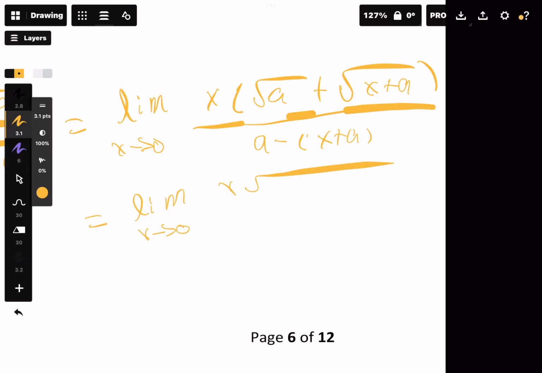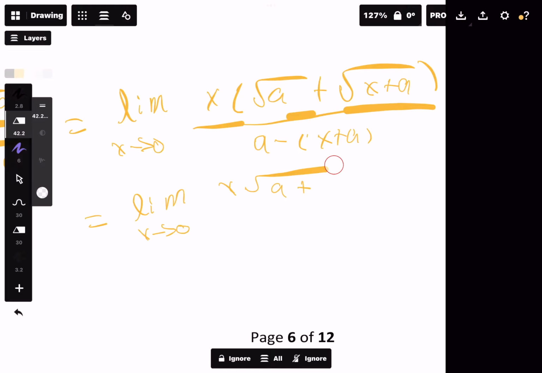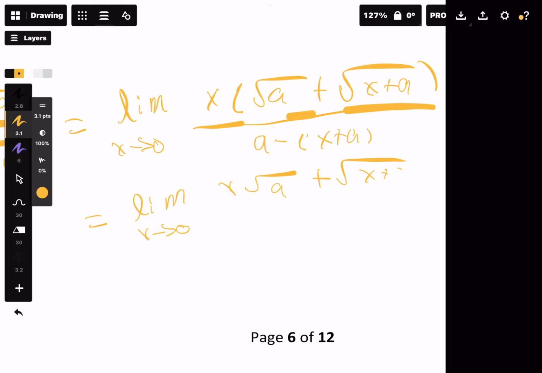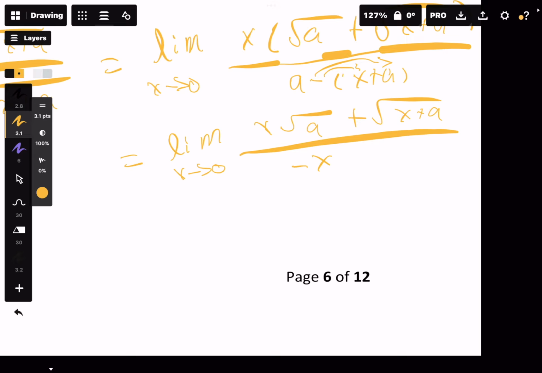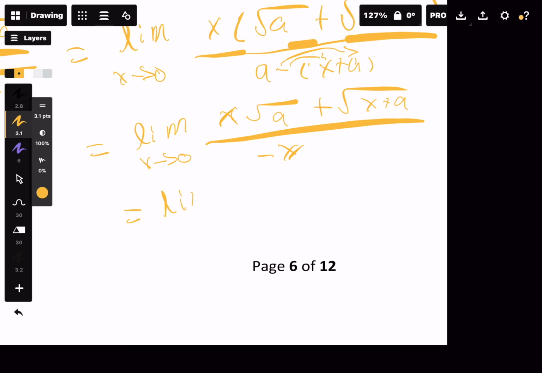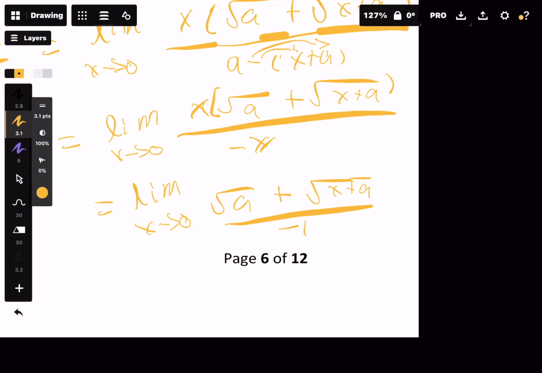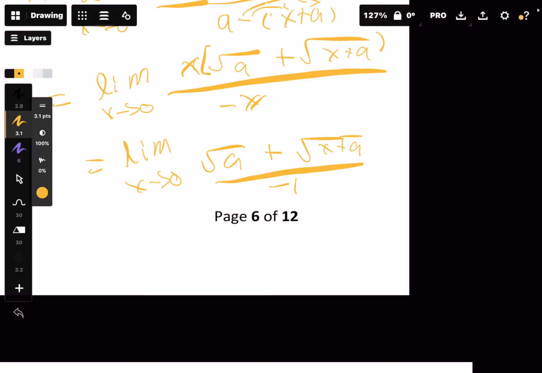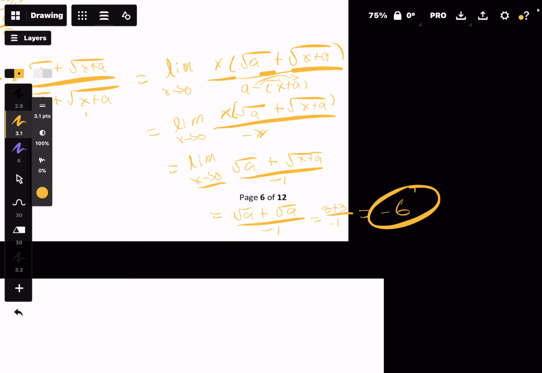So let's do that. X approaching 0, plus, okay, that's a bit too big, plus x plus 9 over negative x. And if we distribute this, there we go. Then we can get rid of the x's as well. The limit as x approaches 0, I forgot my parentheses right here, of root 9 plus x plus 9 all over negative 1. Now we can evaluate the limit as x approaches 0. This would equal root 9 plus root 9 over negative 1, which is 3 plus 3 over negative 1, which equals negative 6. There we go. That'll be it.